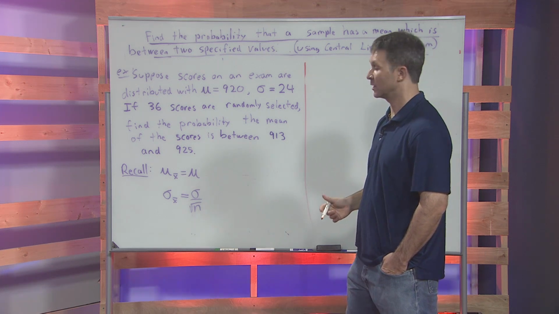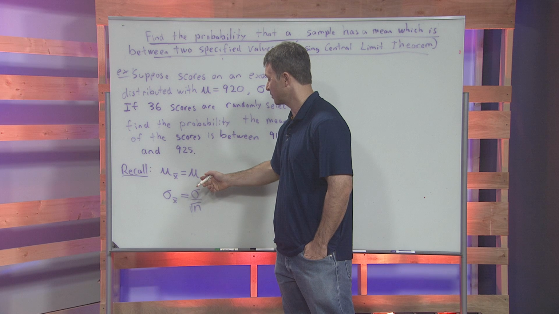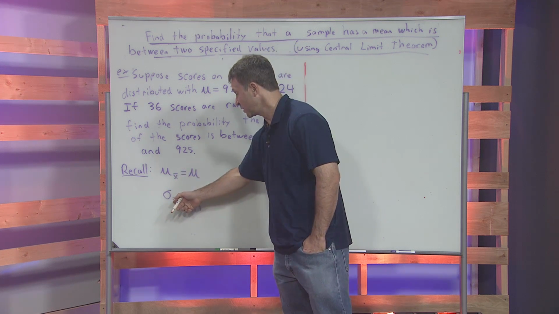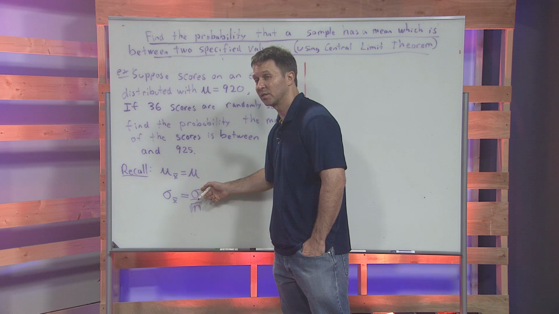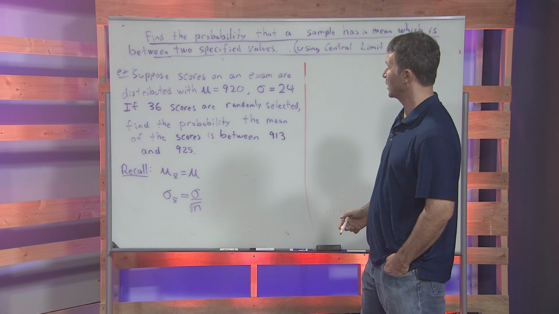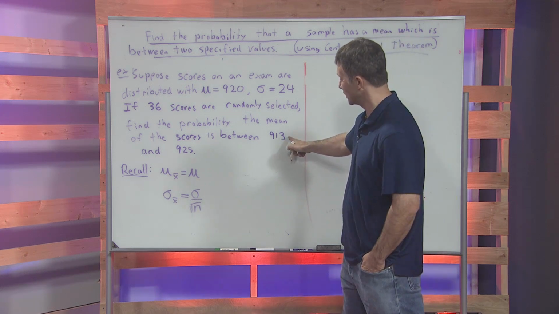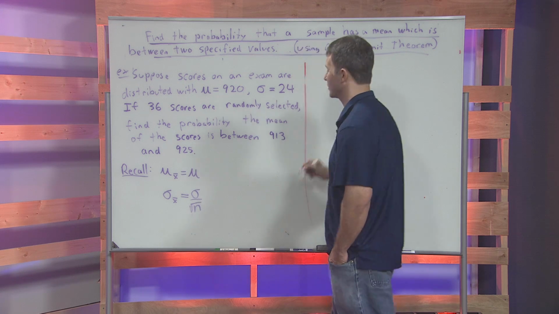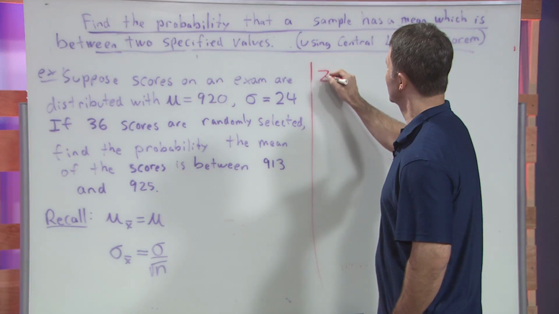And I want to remind you again, when you're doing the central limit theorem, you need to remember the mean of the means is equal to the original mean. The standard deviation of the means is the original standard deviation divided by the square root of n. Okay, so we need to find the z-score corresponding to 913 and also the z-score corresponding to 925. So let's calculate that.